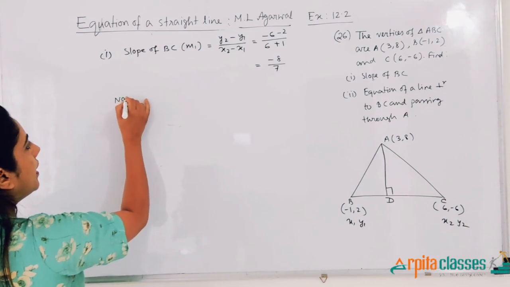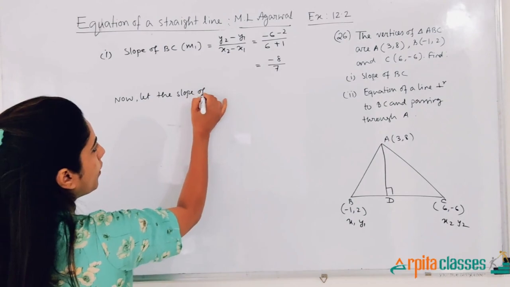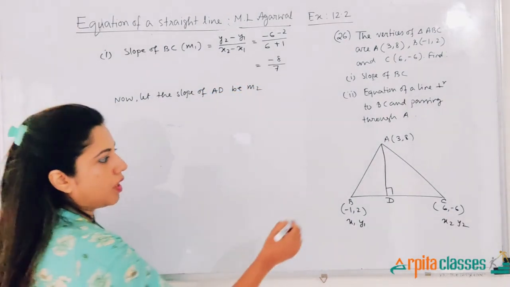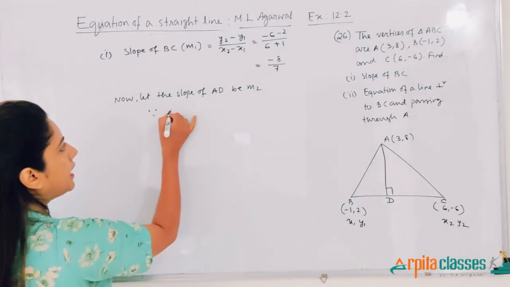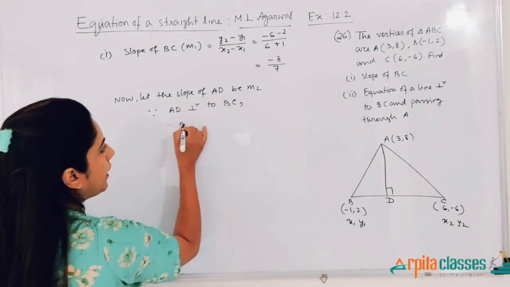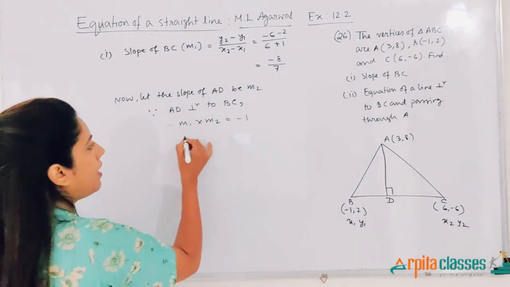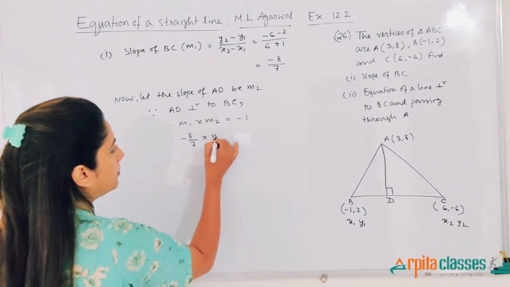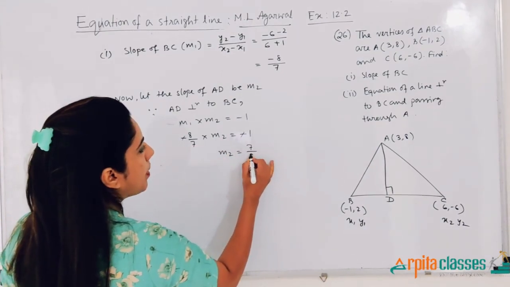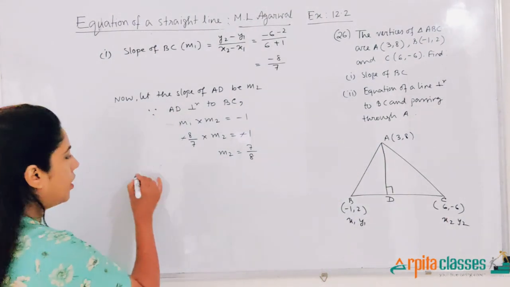Now, let the slope of AD be m2, right? Now since AD is perpendicular to BC, so we can write m1 into m2 is equal to minus 1. m1 is minus 8 upon 7 into m2 is minus 1. Therefore m2 we get as 7 upon 8. So we got the slope of AD, that is 7 upon 8.